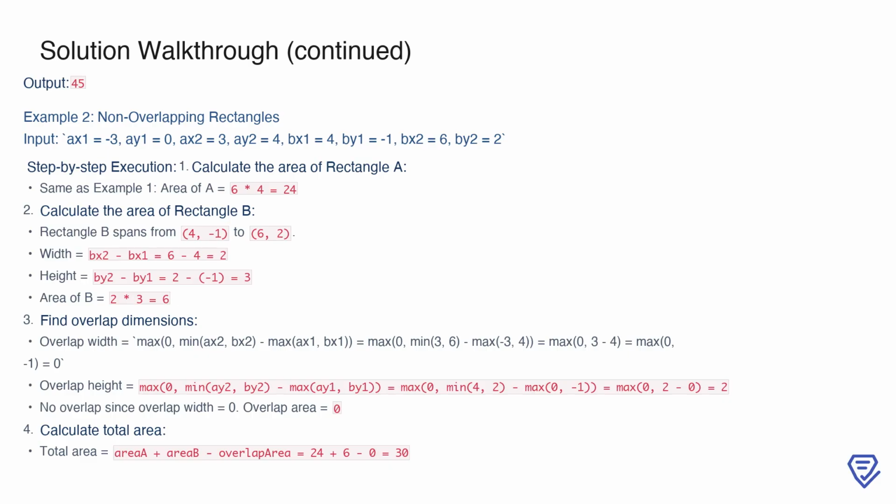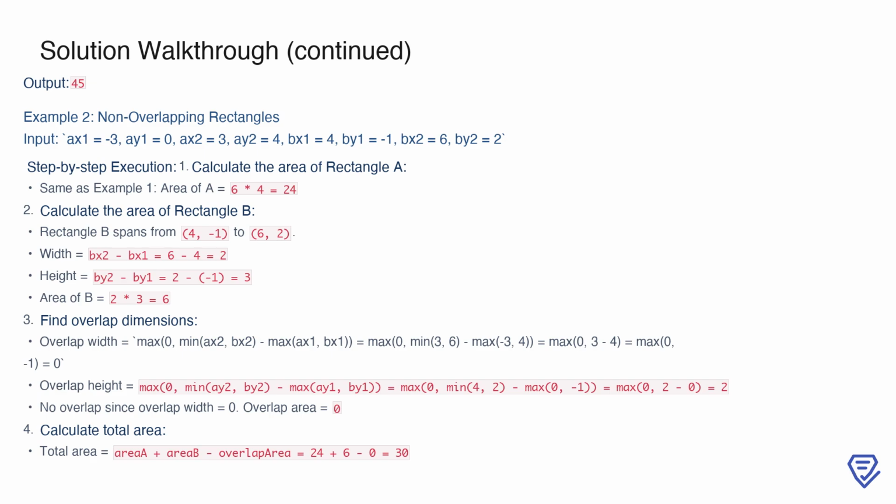Now let's consider a different scenario where the rectangles do not overlap. Rectangle A remains the same, so its area is still 24. For rectangle B, its bottom left corner is at (4, -1), and its top right corner is at (6, 2). The width is 6 minus 4, which equals 2, and the height is 2 minus -1, which equals 3. Multiplying these, the area of rectangle B is 2 times 3, or 6.